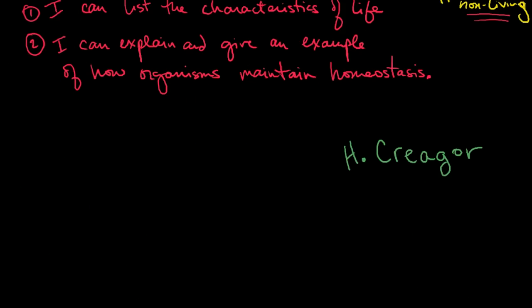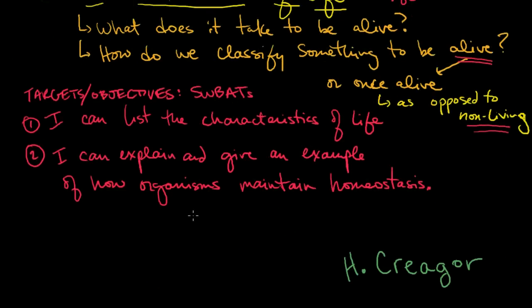So let's go back to this list. I think we're almost done here. You can list the characteristics of life. That might take a little bit of time. So practice that. Make yourself flashcards. Do whatever you need to do to learn these correct characteristics of life. And then be able to give me an example of how organisms maintain homeostasis. Make sure you understand this word. You know it. But give me both of those examples.